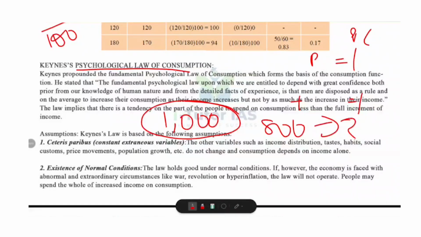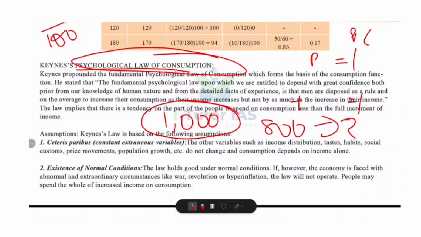This means as income increases, consumption also increases, but not fully. Some part is saved. In simple words, we can say that when people earn more, they spend more, but they also start saving a part of their income. So consumption grows with income, but at a slower rate. This is what psychological law of consumption means.